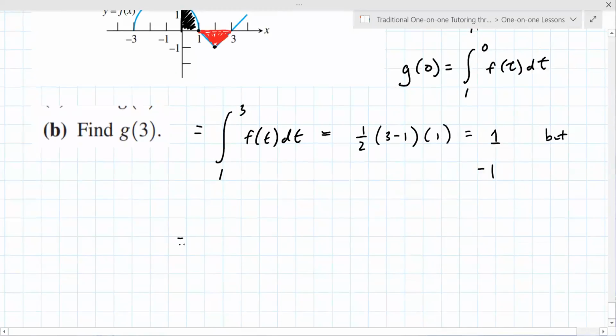But now if I asked you for the integral from 3 to 1 of f of t dt, I know you can just tell me it's the negative of this number, but if you look at it, because you're going backwards now and the area is below the axis, that's why it's positive.